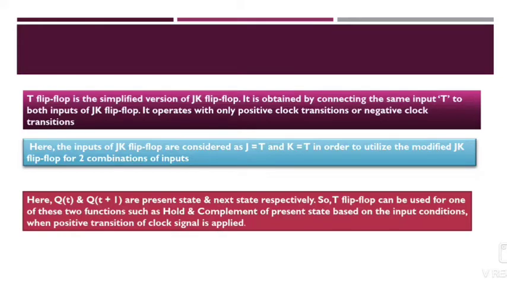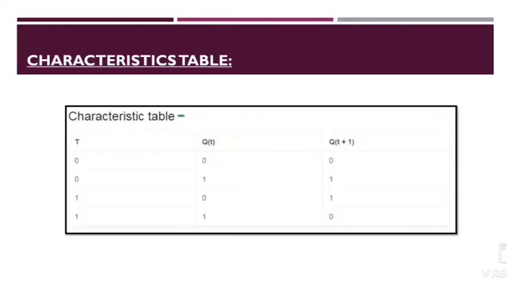In order to utilize the modified JK flip-flop for two combinations of input, here Q of T and Q of T plus 1 are present state and next state respectively. So T flip-flop can be used for one of these two functions, such as hold and complement of present state, based on the input condition, when positive transition of clock signal is applied.